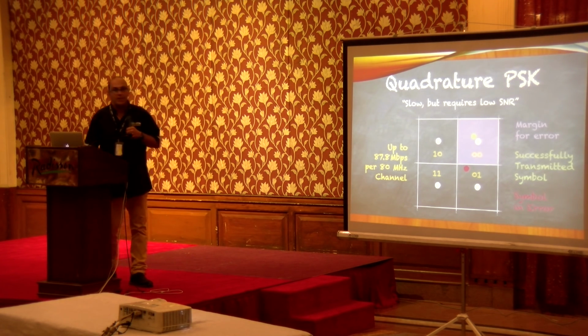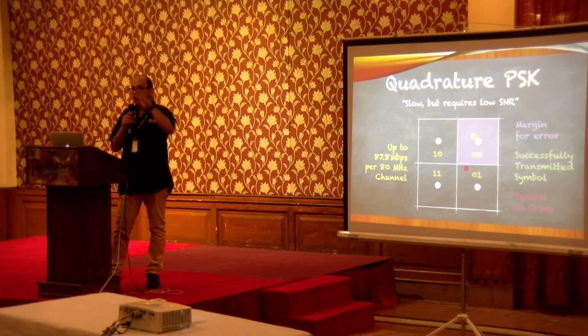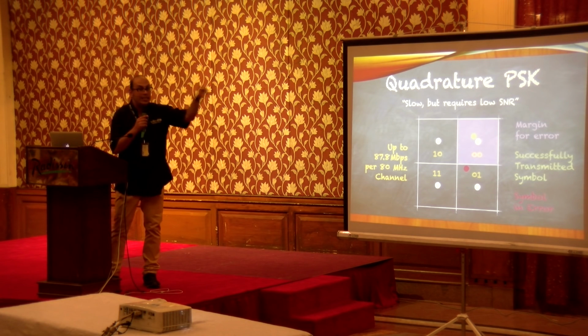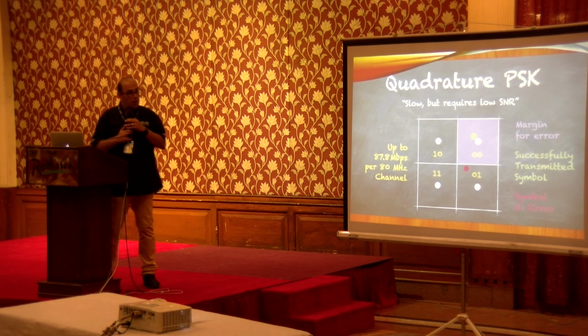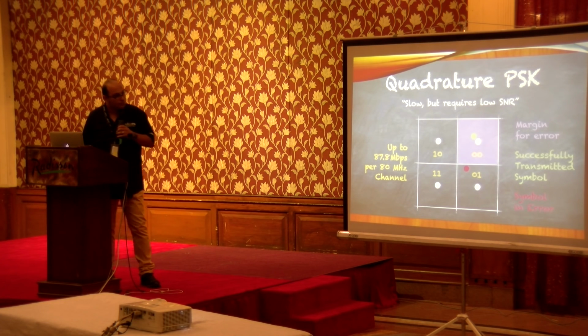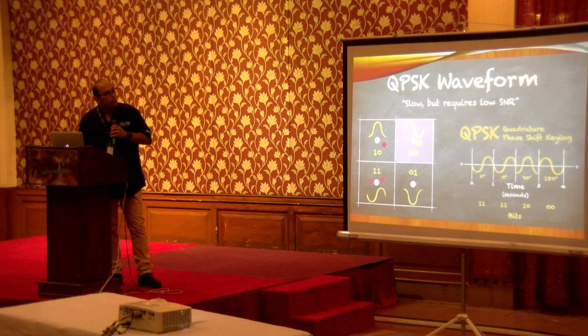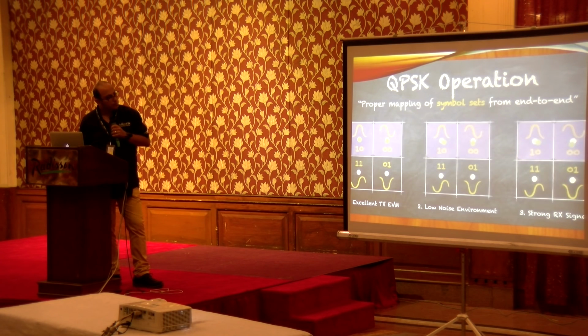QPSK is quadrature PSK. It means at the same time you are transmitting 4 symbols, and in each symbol you have 2 bits. So, more bandwidth. This is QPSK. BPSK, QPSK. Also in QPSK, you have different shapes for different symbols. These are different types of shapes for transmitting QPSK. This is how it operates.